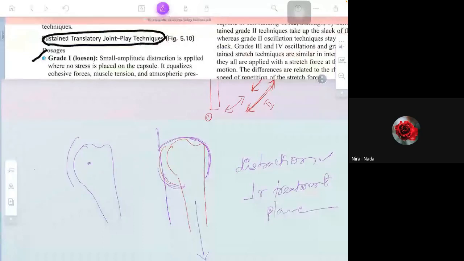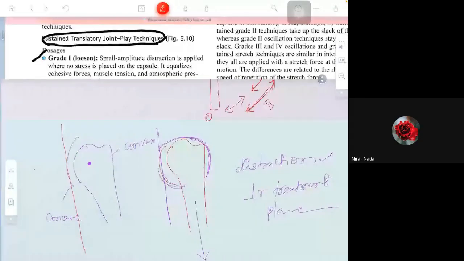See, this is the axis of rotation. Here, the axis of rotation always lies in the convex partner. This is convex and this is concave. Clear? So what is the treatment plane? Listen carefully. It is a line drawn perpendicular to the line connecting the axis of rotation and the center of the concave partner.